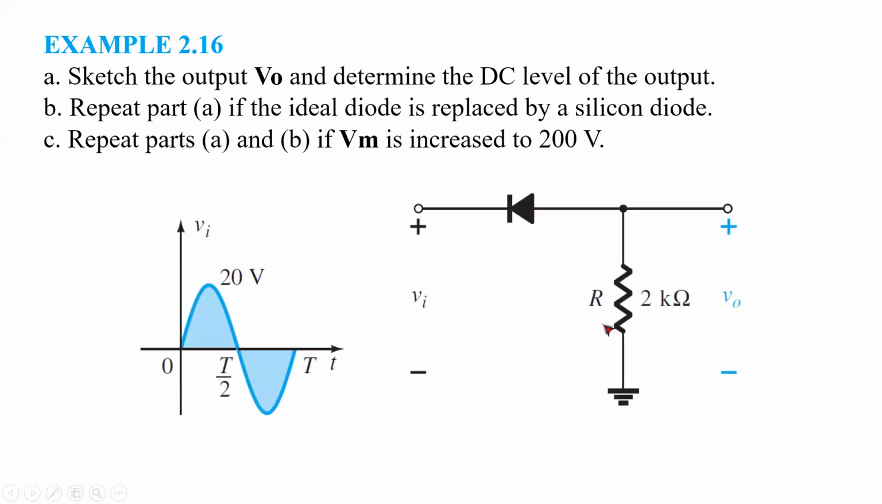So this is your circuit. As you can see, your diode is reversed, right? Your diode is opposite to the previous one. And your input is 20 volts and minus 20 volts. That's it. Now let's analyze.